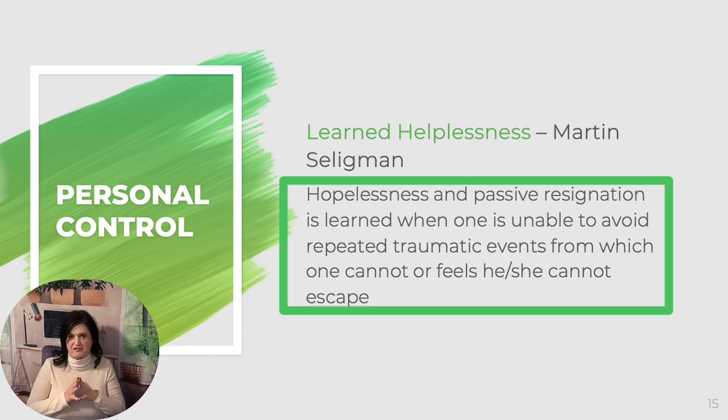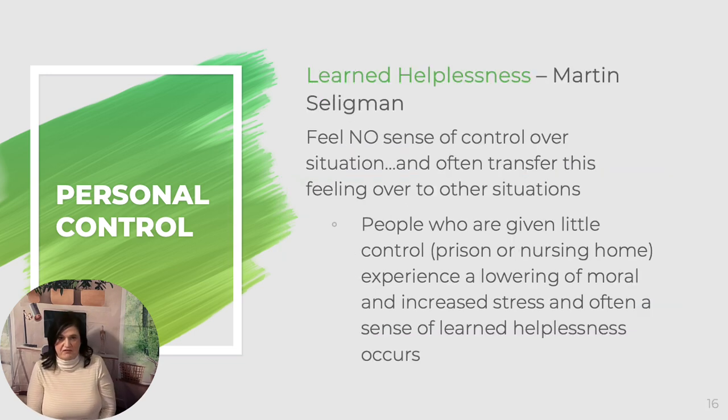Seligman says that this is passive resignation, and it's learned when one is unable to avoid repeated traumatic events. One cannot feel he or she can escape, even if they try, over and over and over again. Okay, so you have to rise above that when that happens and find a plan that works for you so that you can learn the things even when you think that you can't. I felt like I cannot escape this life of mine, this relationship of mine. You have control over who you allow into your life. No matter what I do, they're not going to make me, or no matter what I do, I'm never going to get out of here, right?